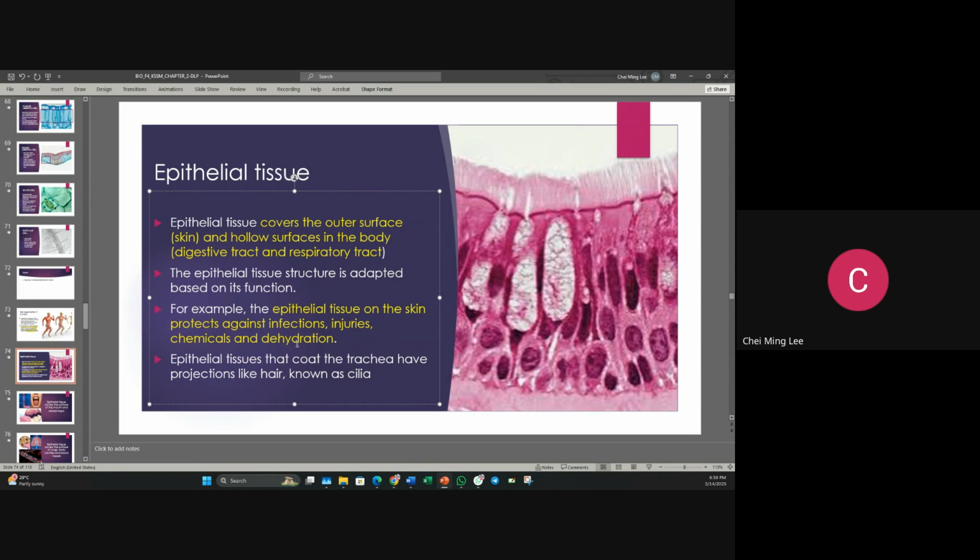Okay, so the epithelial tissue that coats the trachea has projections like hair, known as cilia. This one is in your trachea. The trachea is your main air tract. We have hair inside your trachea because the trachea needs the hair to filter out the dust.